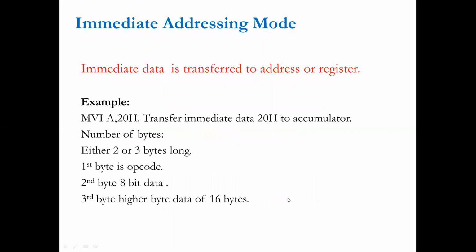At first, immediate addressing mode. Immediate data is transferred to an address or register. Example, MVI A, 20H. MVI means move immediate: the data 20H is moved to A, the accumulator. This is the immediate addressing mode.